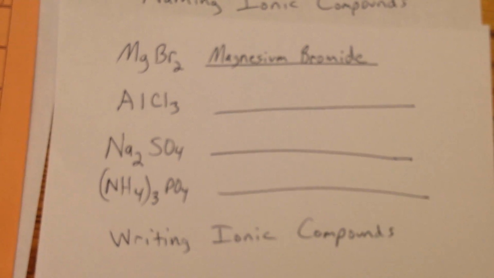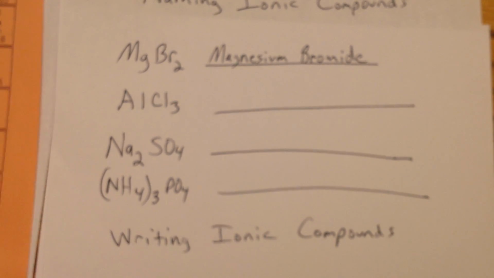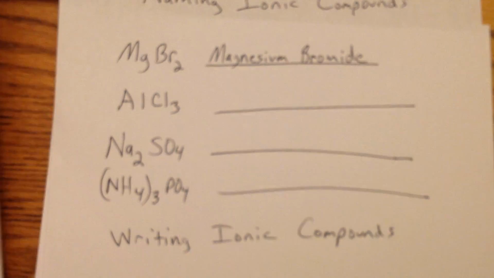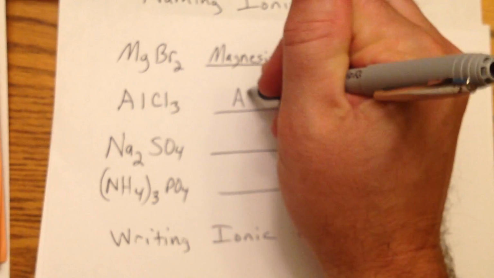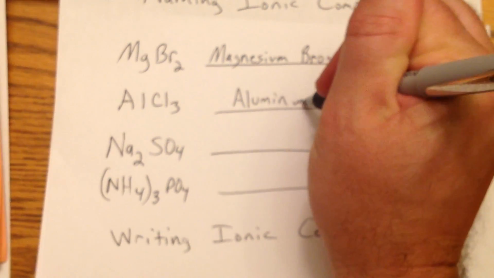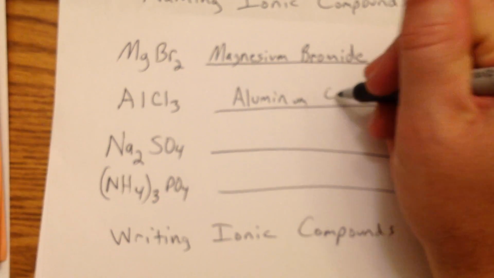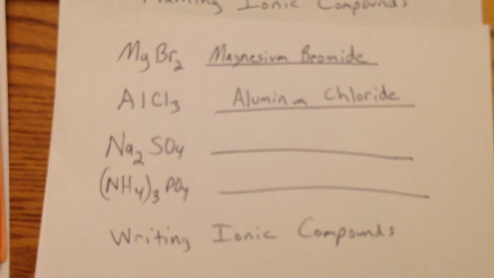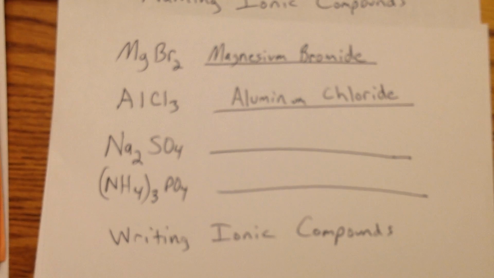So let's look at the next one. Aluminum. So I put my finger on aluminum. There it is. So I'm going to write aluminum. This time, instead of chlorine, it's going to be chloride. That was pretty easy. So let's try another one.